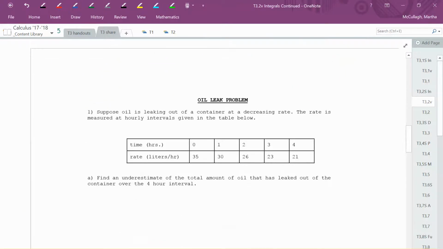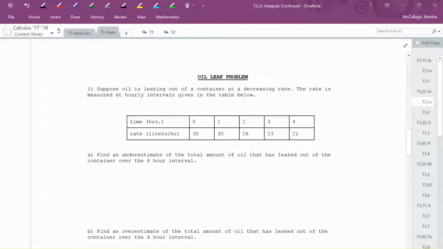We also went on to do this oil leak problem, and we did this in partners in class, but I'll go through it here, so if you weren't in class, you can still see what we did with it. Suppose oil is leaking out of a container at a decreasing rate. This rate is measured in hourly intervals given in the table below. So time in hours and the rate in liters per hour.